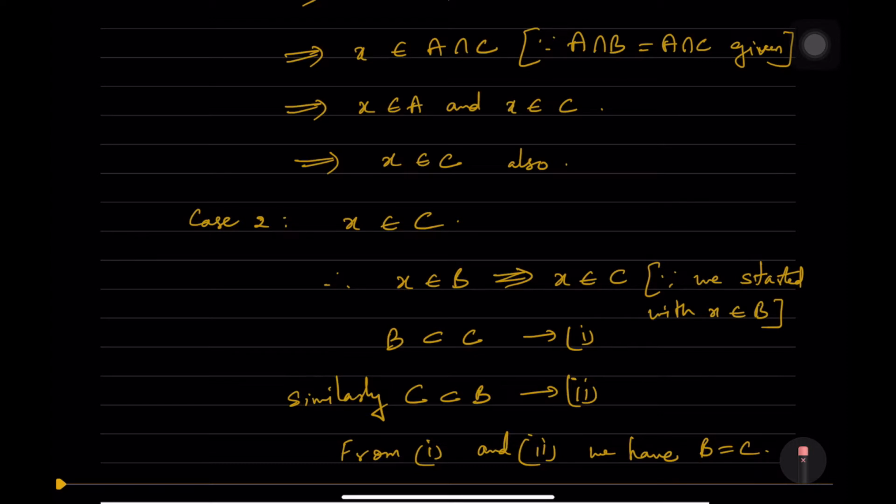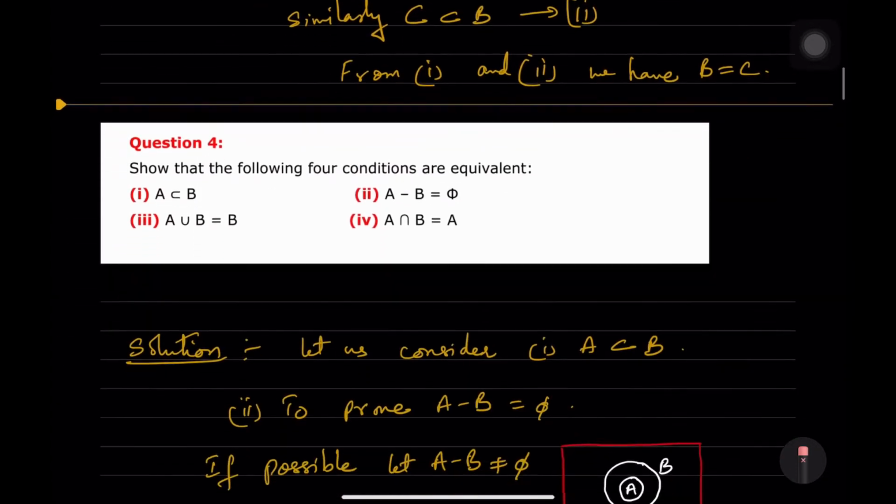Both are equal because we have proved that the same element that is in B is also in C, and what is in A is also in C. So we can see that A intersection B is equal to A intersection C, and A union B is equal to A union C. Because of that property, we can prove that B is a subset of C and C is also a subset of B. Therefore, B is equal to C.